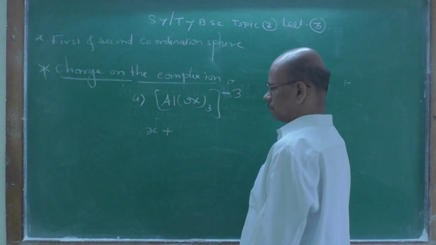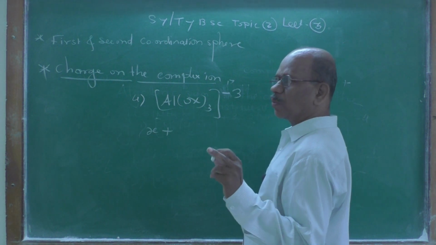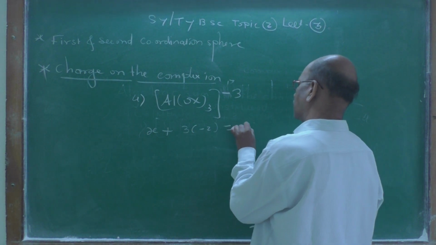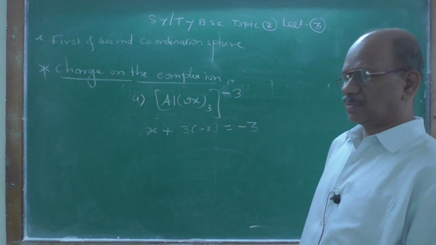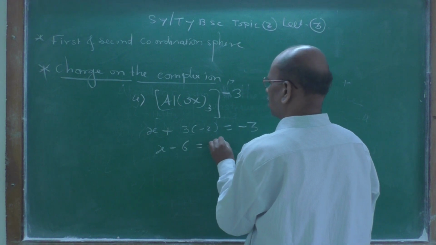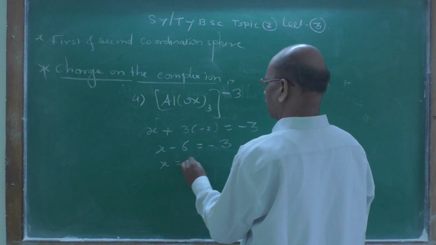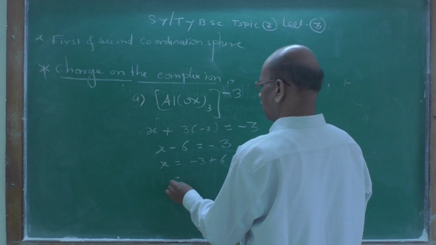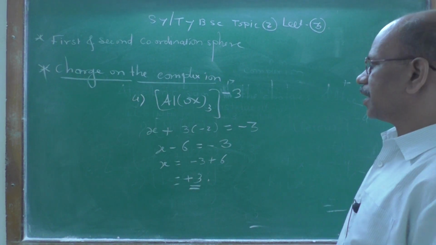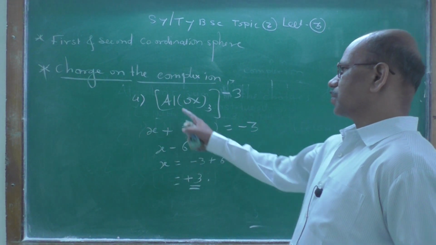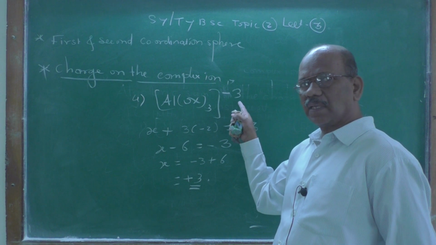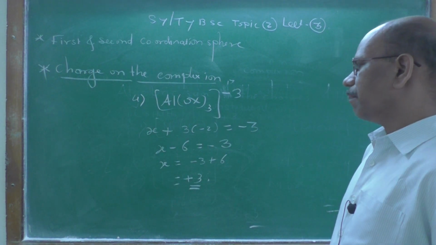the oxidation state of aluminum. Assume it as X. Then the oxalato group has -2 charge. So 3 multiplied by -2, and the algebraic sum should be equal to -3. Means it is X minus 6 is equal to -3. So X is equal to -3 plus 6. So X is equal to +3. Means the oxidation state of aluminum is +3. So +3 minus 6 is equal to -3. So it is the charge on the complex ion.